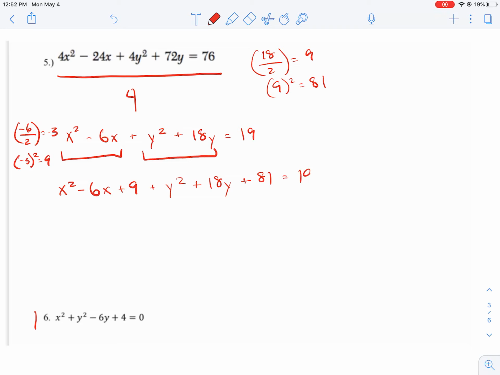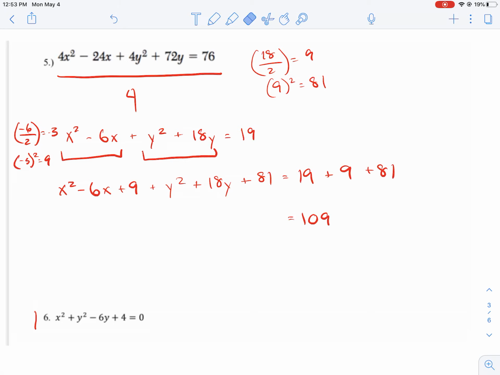So 81 is equal to 19. And then what you do to one side, you have to do to the other. So we added a 9 and we added an 81. So you want to do that in the same place, or on the other side. 19 plus 9 plus 81, I don't know what that is off the top of my head. So you get 109 is equal to all this stuff over here.